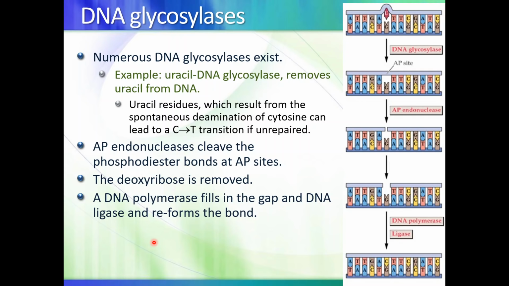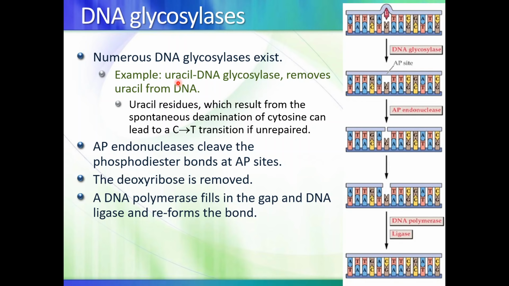Okay, remember how I defined enzymes like endonuclease, and I said they degrade nucleic acids in the middle. Saccharidase, they cleave or degrade sugars. Lipase, they degrade lipids, and so on. Well, DNA glycosylases, what they do is that they work on the glycosidic bond that connects the base with the sugar. So here's an example, it's called uracil DNA glycosylase.